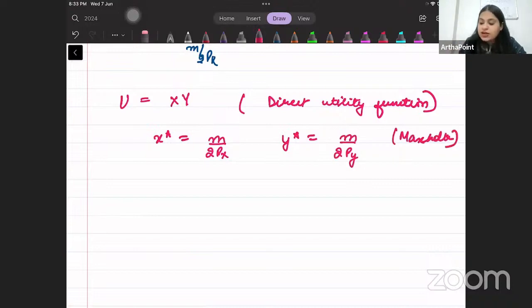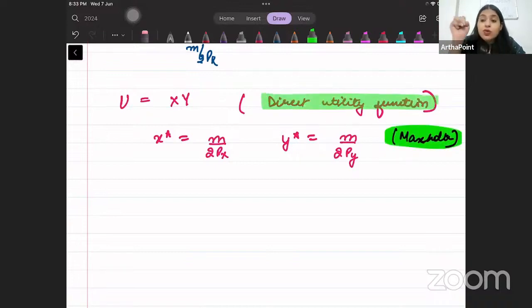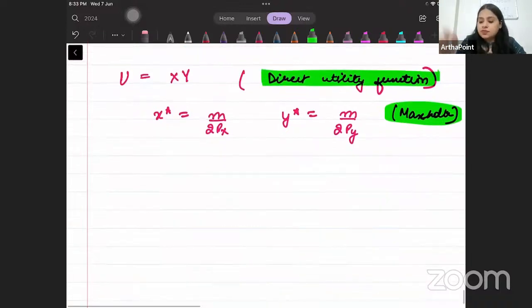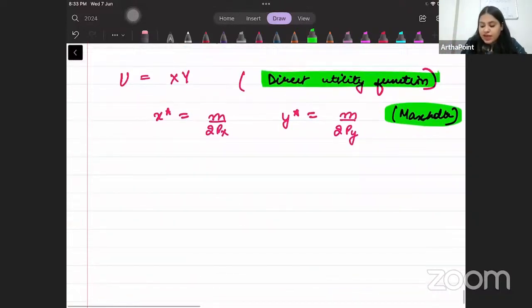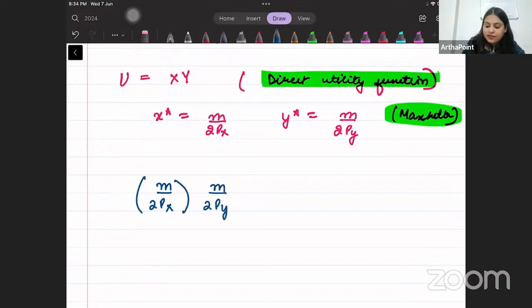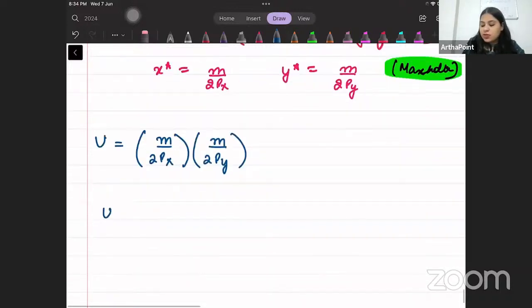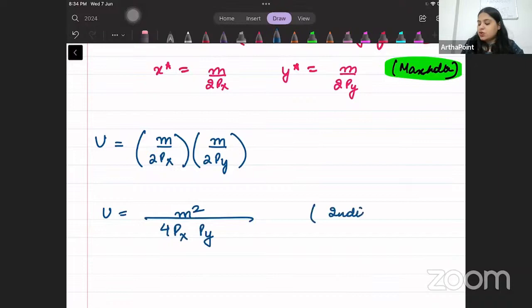Putting the Marshallian demand back into the direct utility function will give you the indirect utility function. So if instead of X, I write M by 2 PX, and instead of Y, I write M by 2 PY, and I find my utility, what will I get? U is equal to M square by 4 PX PY. This is called indirect utility function.